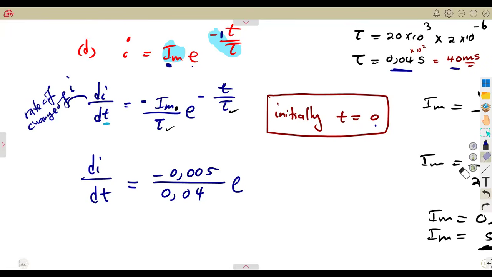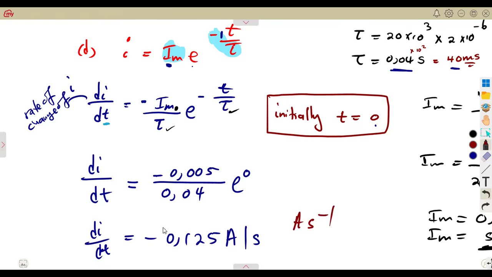It gives us a 0. So that means we are going to have e to the exponent of a 0 here, where e to the exponent of a 0 is what? Is 1. Or just use your calculator, guys. So this is going to give us minus 0.125 if you divide these two numbers. That is ampere per second, the rate of change. Some textbooks use ampere per second like this. Still one and the same thing. The rate of change.